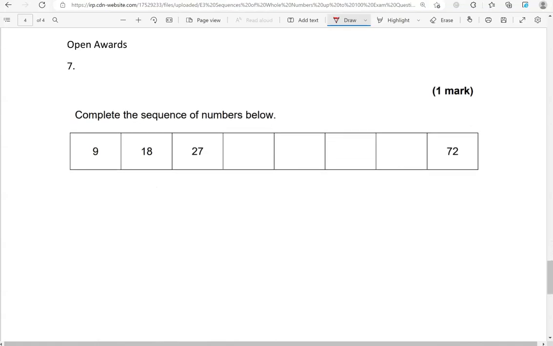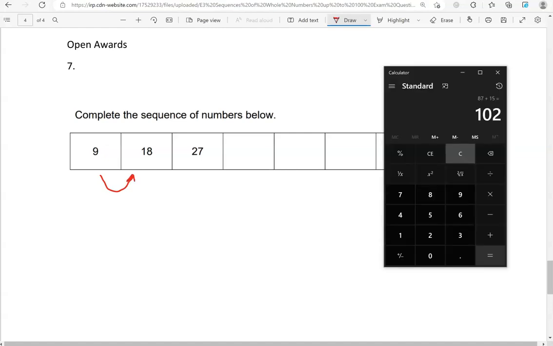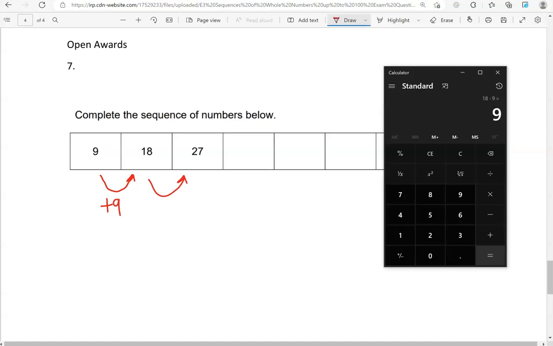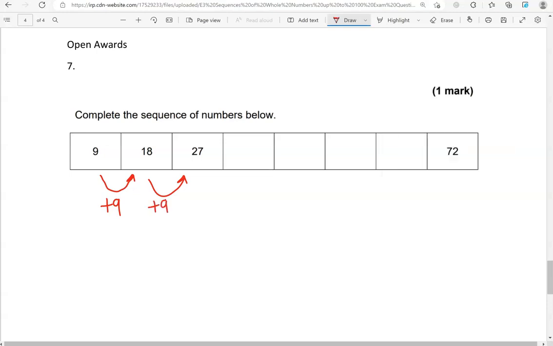Complete the sequence of numbers below. So what are we adding to 9 to get 18? 18 take away 9 gives us 9. 9 add 18, does that give us 27? It does. So this is the 9 times table basically. So the next number is 36.